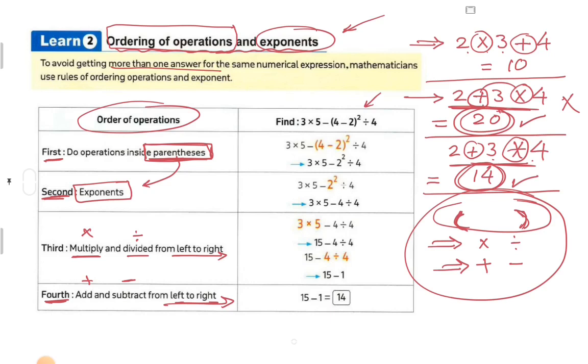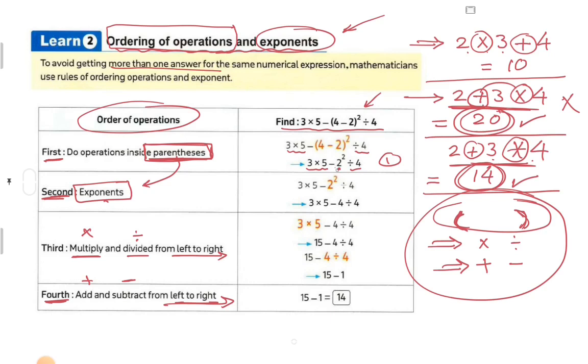Okay. We have an application here. In this example we have parentheses and power and divide, multiply and subtract. Okay, now we start with what? Start with parentheses. 4 minus 2 equals what? Equals 2. Note with me, 3 by 5 is the same. Divided by 4 is the same. We just solve the parentheses. It's the first step.